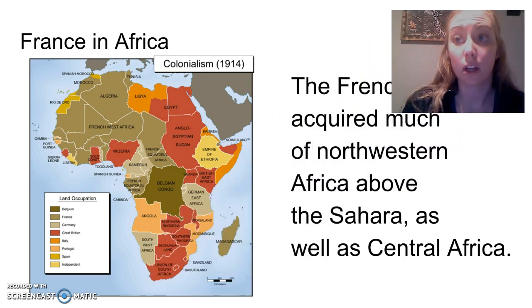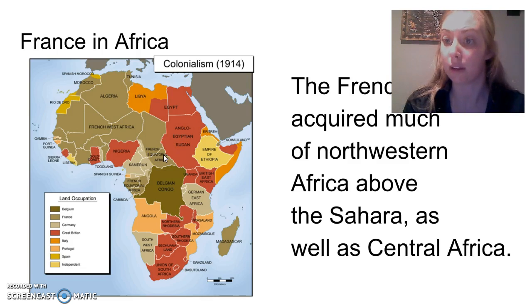The French, we kind of talked about them a little bit. They acquired a lot of the northwest Africa above the Sahara Desert in this grayish area over here, and some parts of Central Africa here as well, where it's called French Equatorial Africa. It's right by where the equator hits.